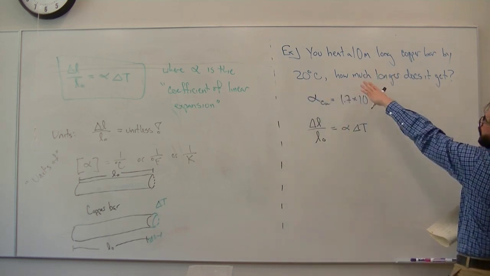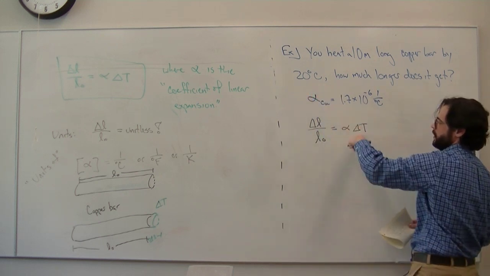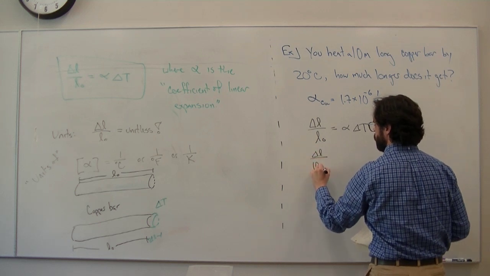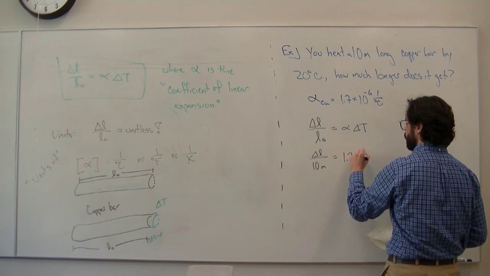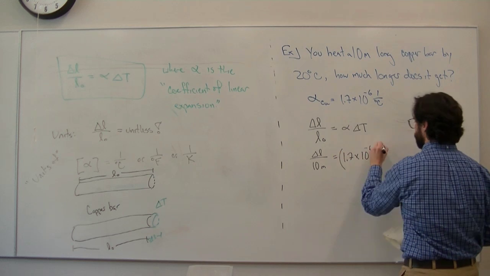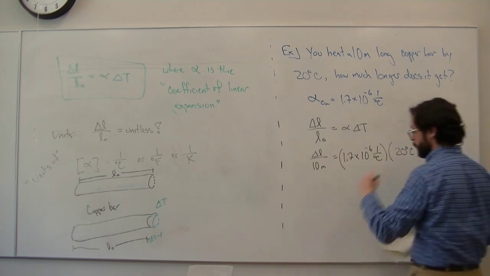So I heat it up. So that's the change. I didn't know what temperature it was originally. All I know is that I heated it up by 20 degrees. So that means delta L is 10 meters, which needs many more sig figs, and you'll see why. But just pretend they're there for the moment. Alpha, and then 20 degrees Celsius. Units cancel out. Unitless, they're gone.